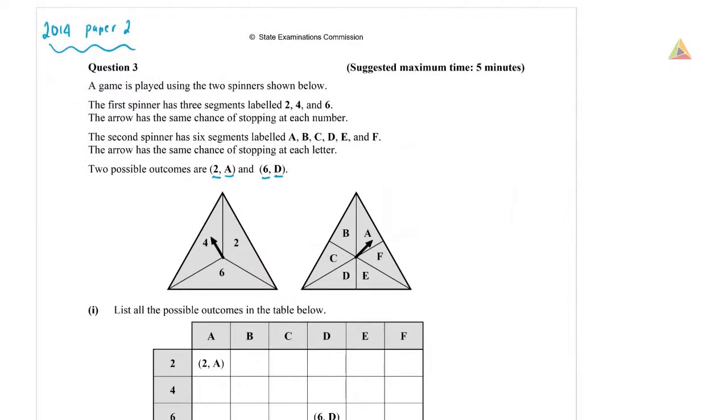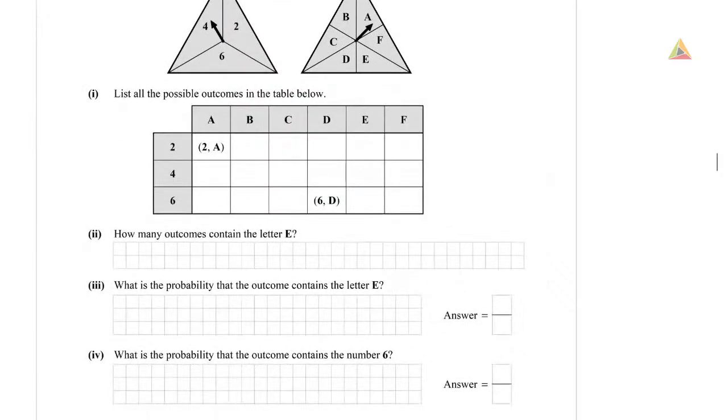Okay, so for this question, a game is played using 2 spinners shown below. The first spinner has 3 segments labelled 2, 4 and 6, and the arrow has the same chance of stopping at each number. The second spinner has 6 segments labelled A, B, C, D, E and F. The arrow has the same chance of stopping at each letter. So 2 possible outcomes are 2A and 6D. List all of the possible outcomes on the table below.